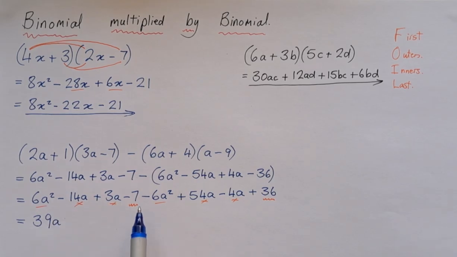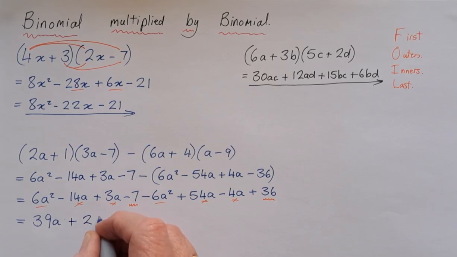And then looking at my constants, I've got negative 7 plus 36, which means the same as 36 minus 7, which is going to be 29. So even though at some stage I had a squared terms as well, my final answer has come out to simply have an a term and a constant.